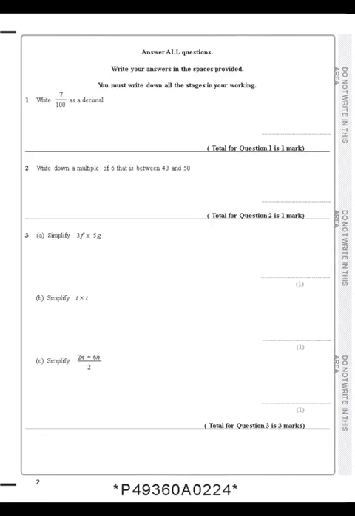Write 7 out of 100 as a decimal. So put this in your calculator, 7 as the numerator, 100 as the denominator, and click the S-D button to give you the decimal, which is 0.07.